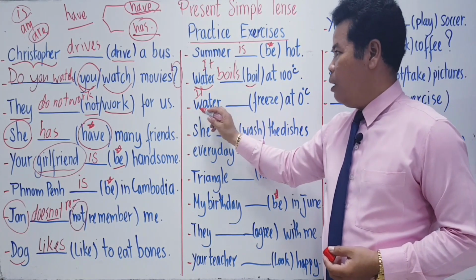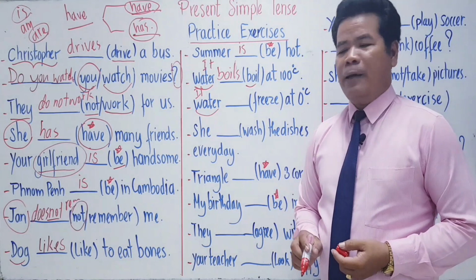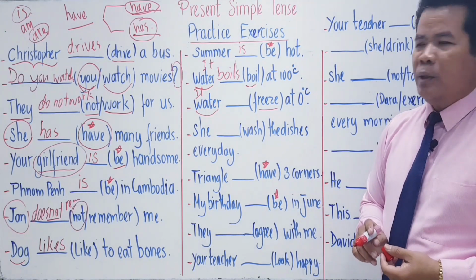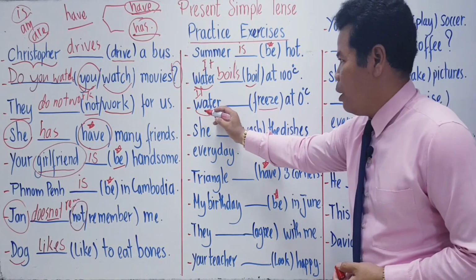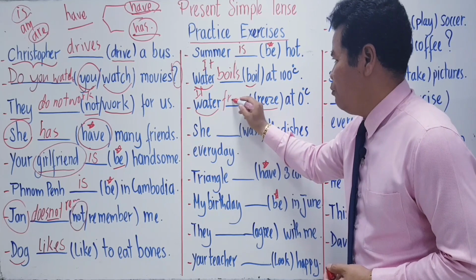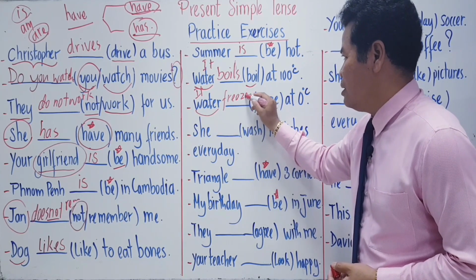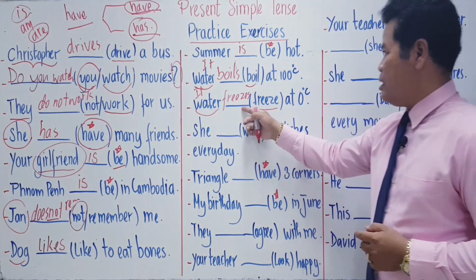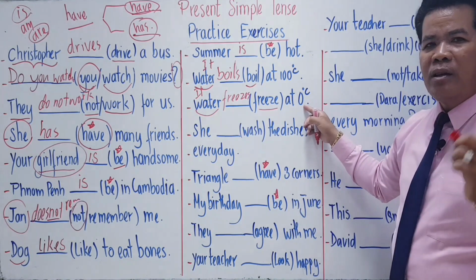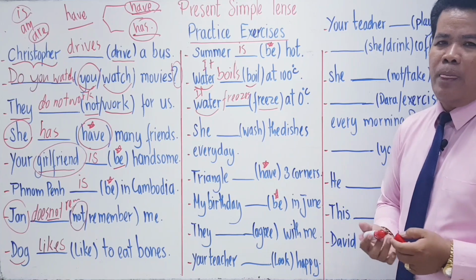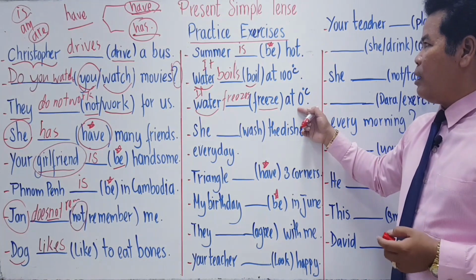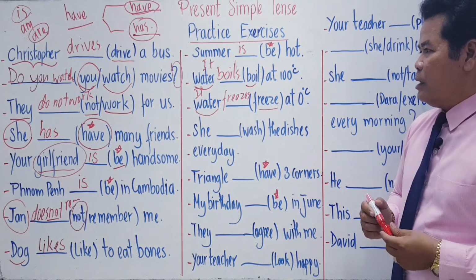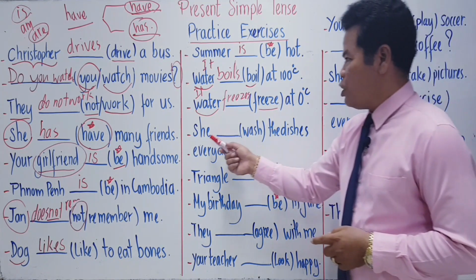Let's go to another one. Water, again. How about freeze? It is a present simple verb. So what do you say? Water freezes. Okay? You add S to it. Water freezes at 0 degrees centigrade. So degree centigrade and degree Celsius are the same. Let's go to another one.